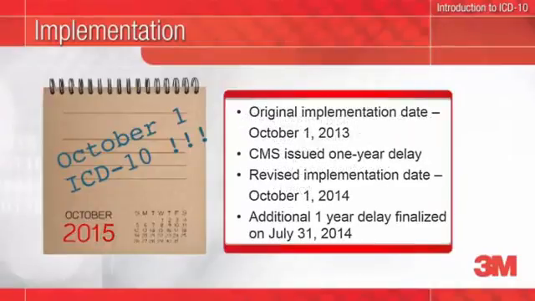ICD-10 was originally slated to go into effect 2 years earlier on October 1st, 2013. CMS issued a 1-year delay on August 24th, 2012 because of concerns that not all providers would be ready to implement by this date. Another delay occurred as a result of HR Bill number 4302, which was signed into law on April 1st, 2014. It delayed implementation of ICD-10 by at least 1 year. CMS issued a final rule on July 31st, 2014, finalizing the implementation date of October 1st, 2015 for ICD-10.